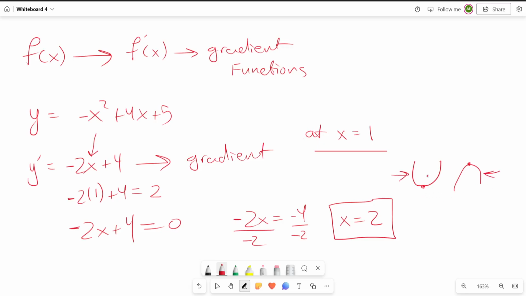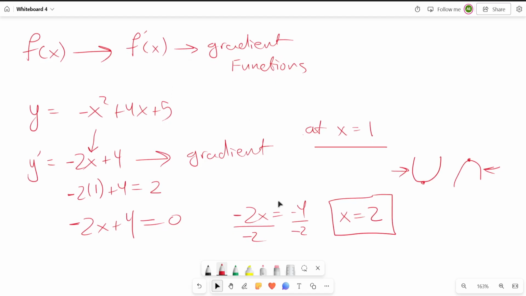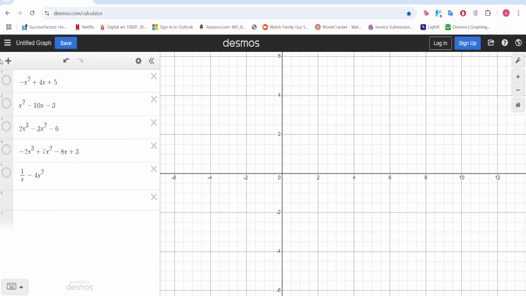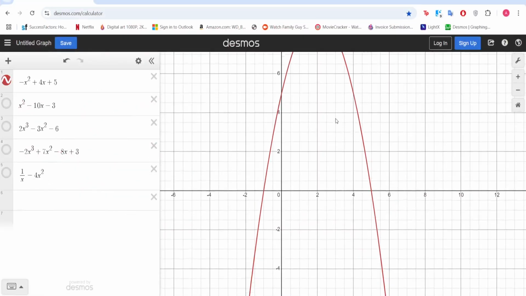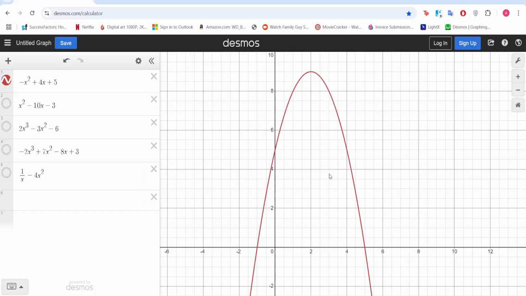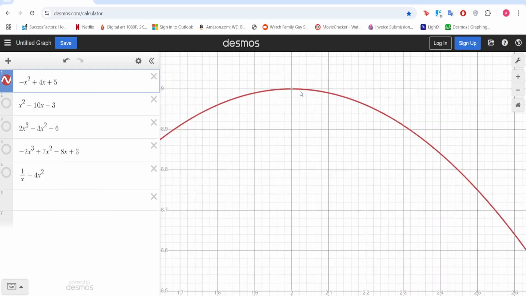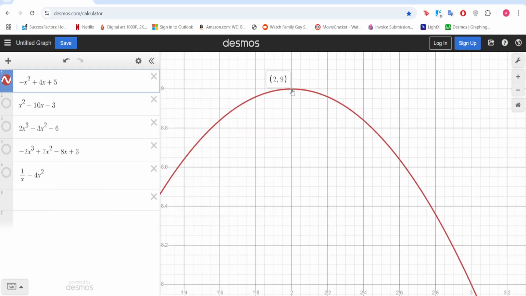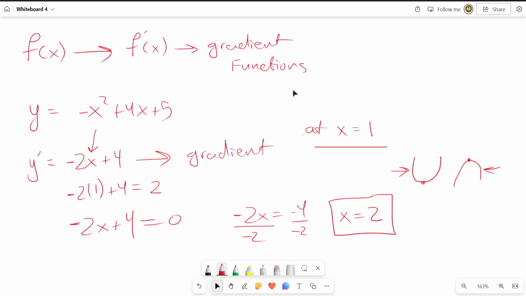Right. Let's see if this is correct. I've prepared this function over here, which we solved. If we want to find this point over here, we will find that the x coordinate is actually 2, and we can see that this point is a local maximum, meaning that it's a critical point. So our answer is correct.